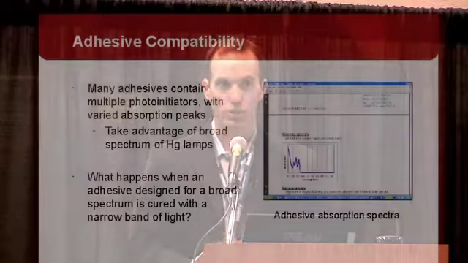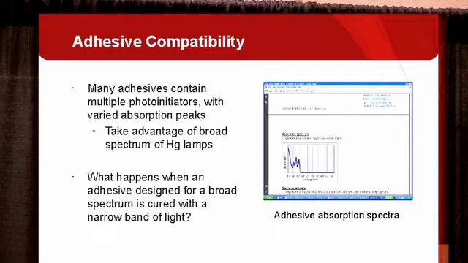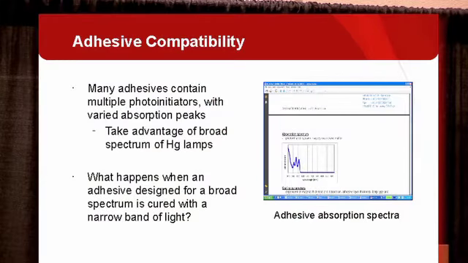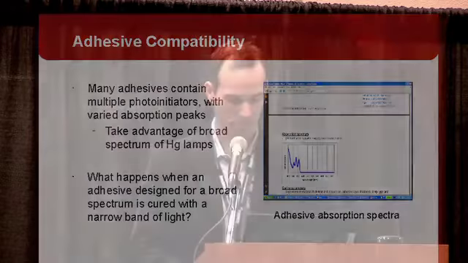The other thing to look at with adhesive compatibility, and again, this is a really important point that we get asked all the time, is many adhesives have been designed to work with broad spectrum of lamp-based systems. Many of them will have multiple photoinitiators, varied absorption peaks, and again, that was to take advantage of the broad spectrum of the lamp systems. So if you now want to move your process from a broad spectrum of a lamp to the very narrow spectrum of the LED, will you get the same curing? And it's a really important question to ask, because if you don't get the same curing, then obviously you need to know that as part of your testing.